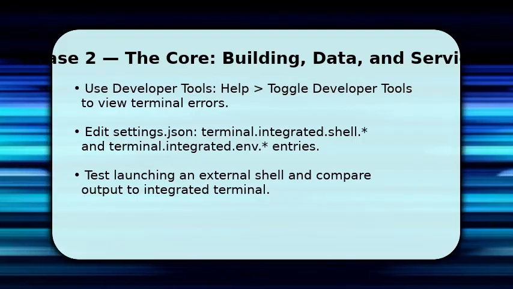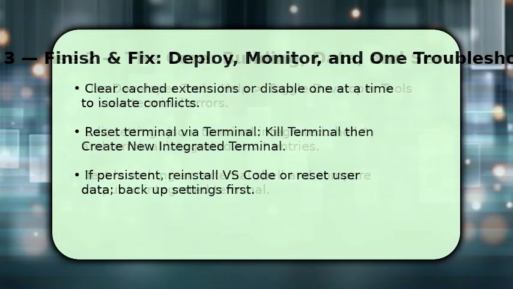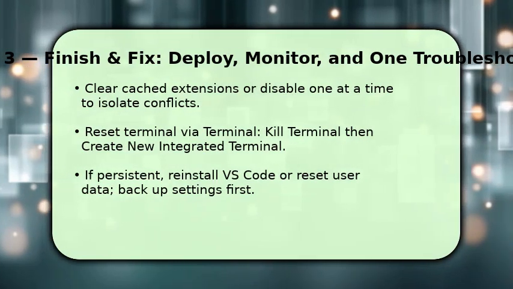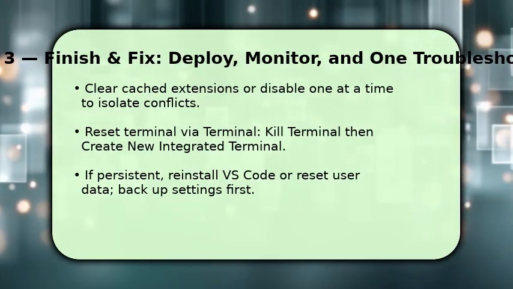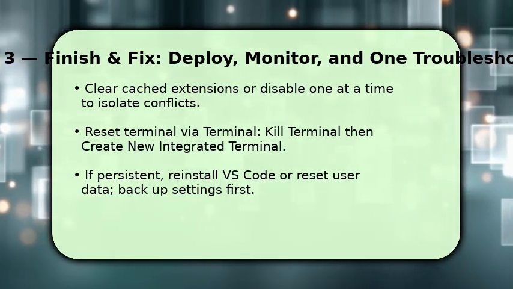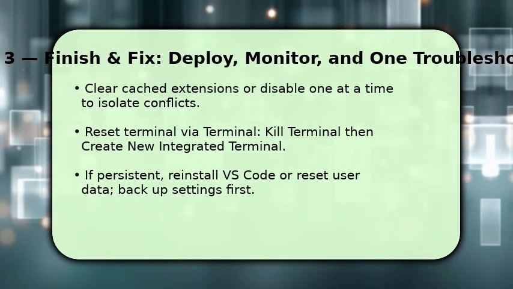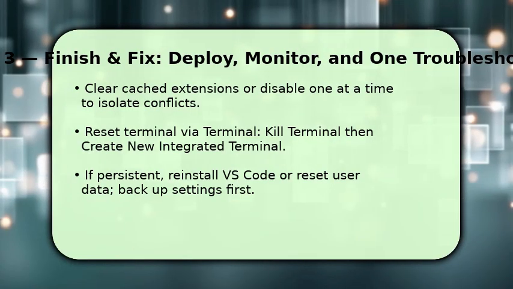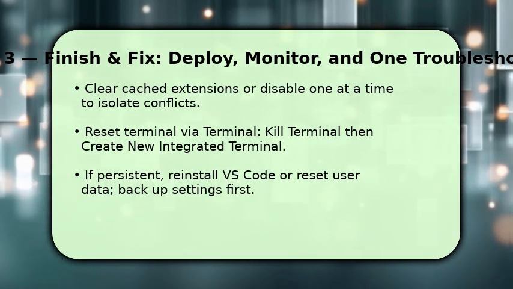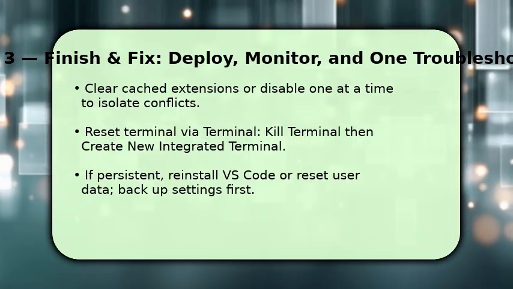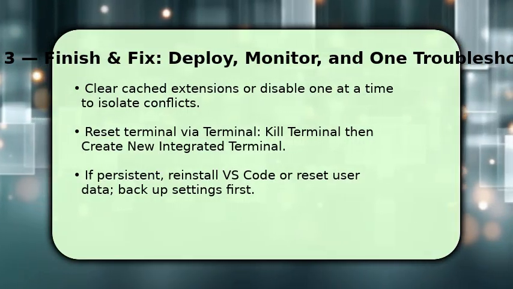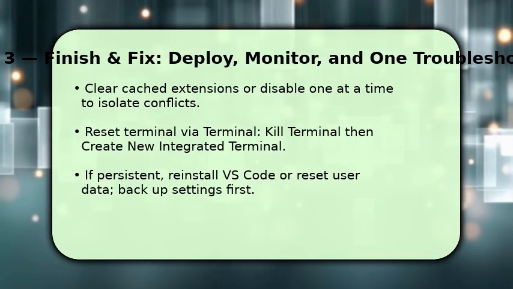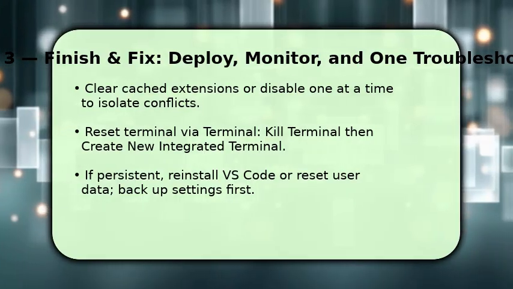Kill the terminal and create a new integrated terminal to test whether the issue was transient. If it persists, disable extensions one by one, because extensions commonly inject startup scripts or modify environments. Make targeted edits to settings.json, then restart. If all else fails, back up your settings and reinstall VS Code or reset user data to restore defaults. This clears hidden corruption.